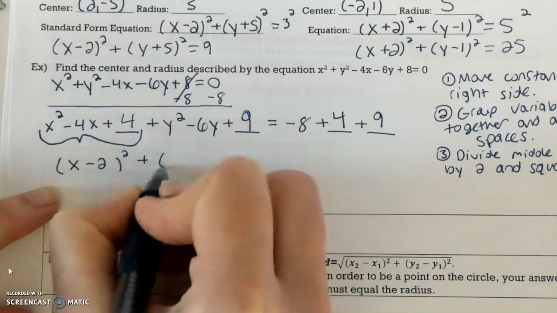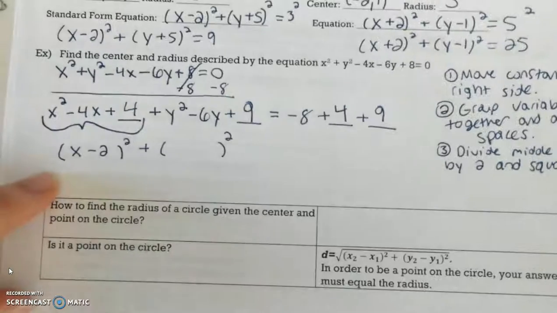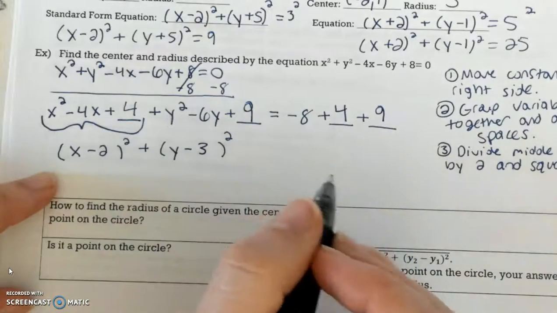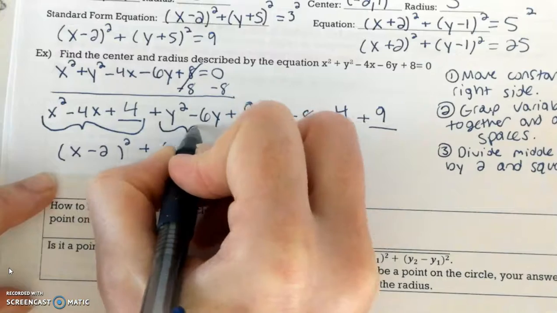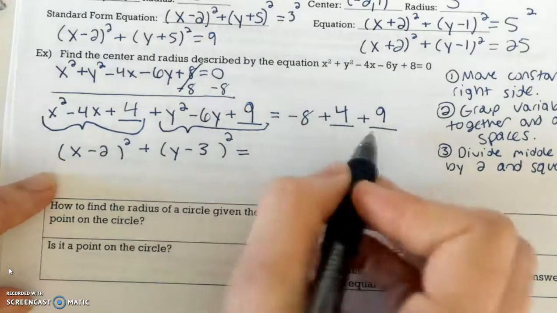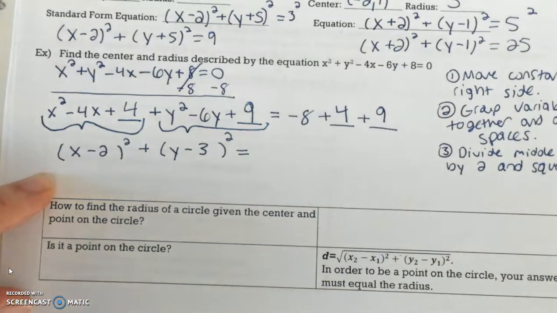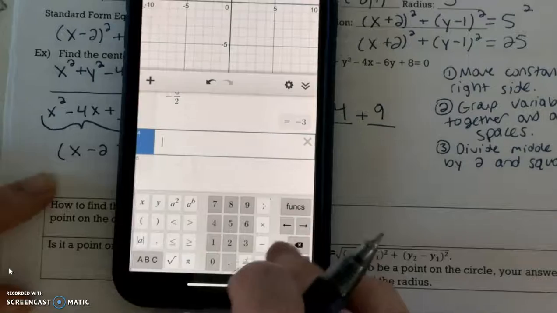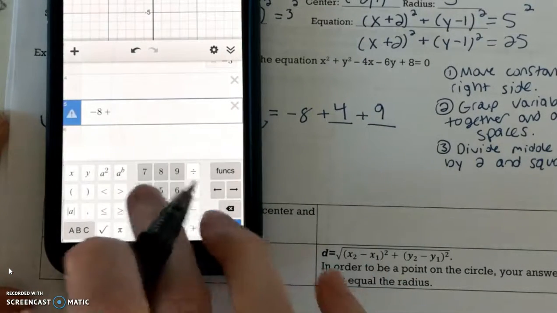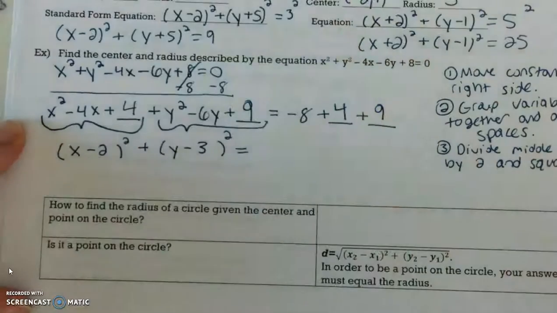All right, plus, what will my y group end up being? If I take that middle term and divide it by 2, it's going to end up being y minus 3. It's starting to look like a standard form equation. So all we did was factor the x group and the y group. Now let's combine like terms or simplify over on this side. So all I'm going to do is just combine all these 3 terms. So negative 8 plus 4 plus 9 gives me 5.